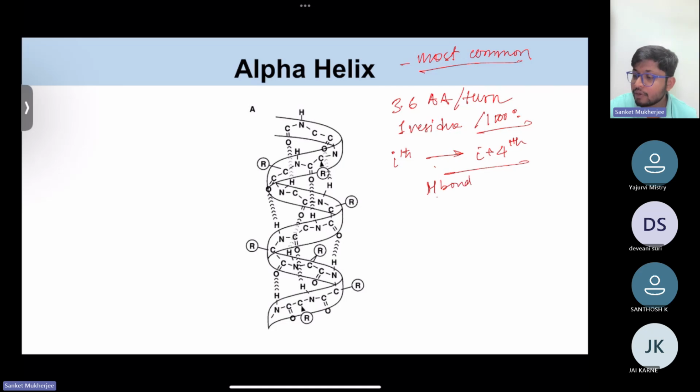As we already know, proteins are formed of amino acids, which have the amine group and the carboxyl group. We know this. So the H in the amine forms the hydrogen bond with the O in the carboxyl group. So this is how hydrogen bonds are formed, right?